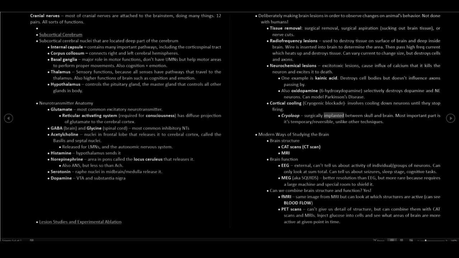Cortical cooling, cryogenic blockade, involves cooling down neurons until they stop firing. A cryoloop is surgically implanted between the skull and brain. The most important part is that it's temporary and reversible, unlike other techniques.